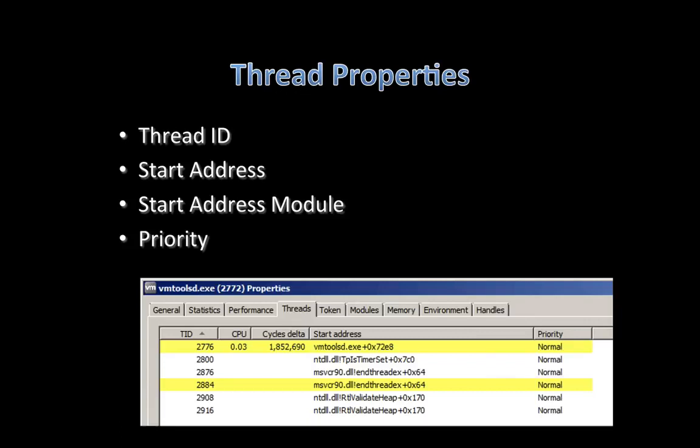What about threads? Threads have a number of properties: the thread ID, the start address of the function the thread was kicked off with, and if that start address is associated with a DLL or the executable itself, which file that is, and the thread priority. So these are just a few properties of the threads, and you can see that in the Threads tab in Process Hacker as well.